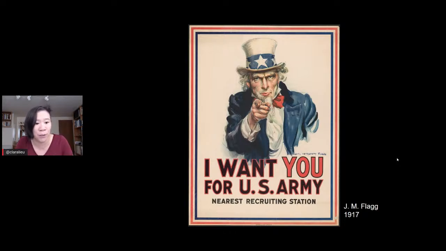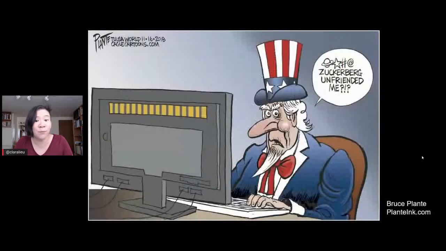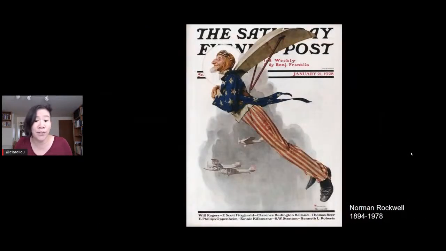And I think it's one of the most brilliant personifications. And it's one that was used many, many times since then, and people still continue to use it. So here's a really recent political cartoon by Bruce Plant about Mark Zuckerberg unfriending Uncle Sam. And we also have Norman Rockwell, who did the Saturday Evening Post version of Uncle Sam. So this is a very well-known personification that people have been using for years and years and years. So it's interesting how some of them, like death, almost take on a life of their own.